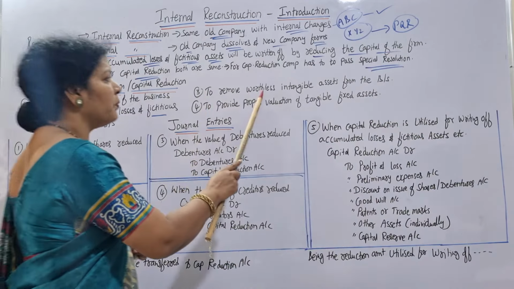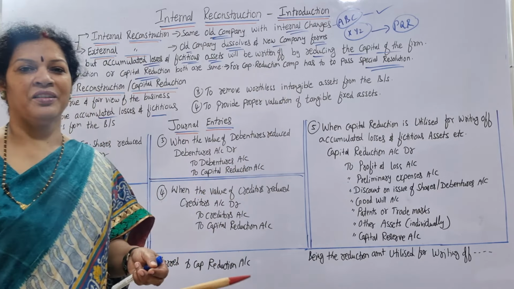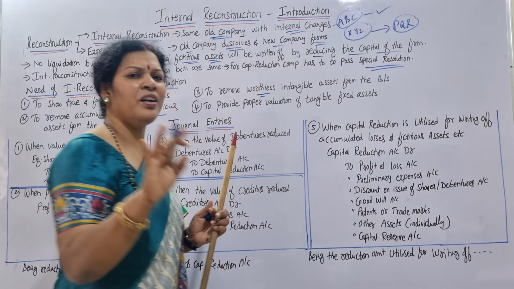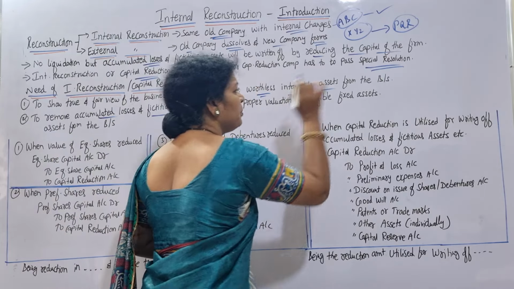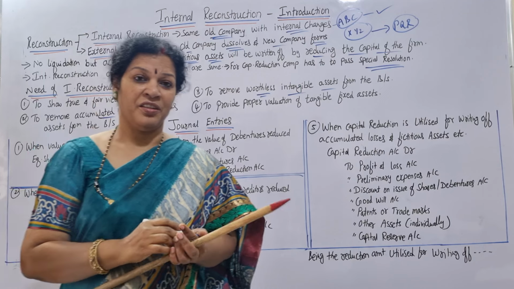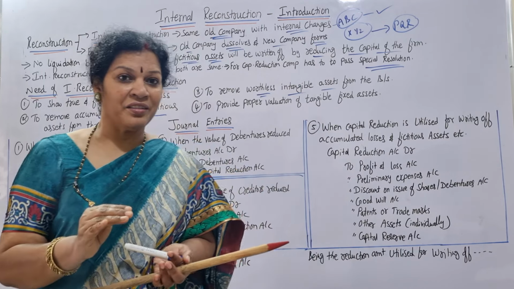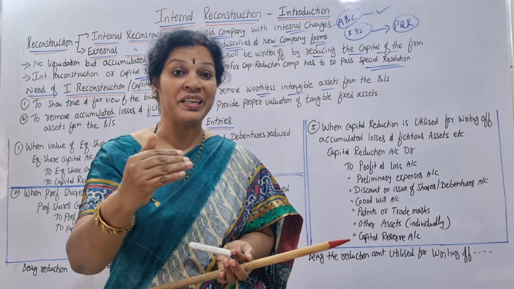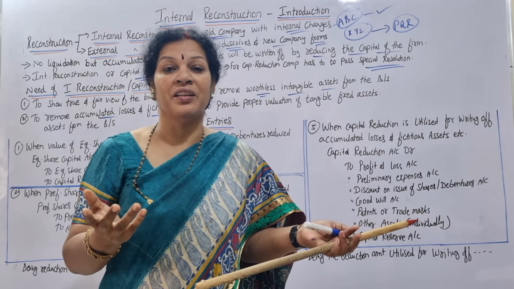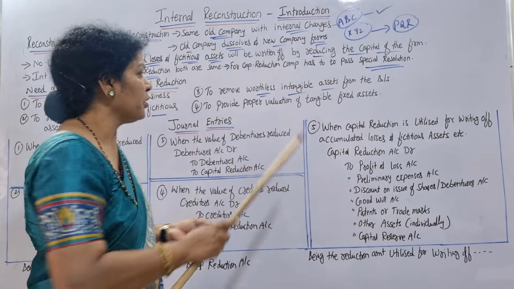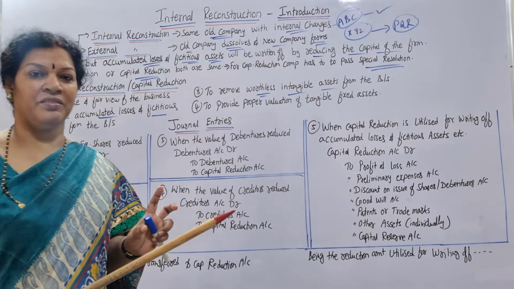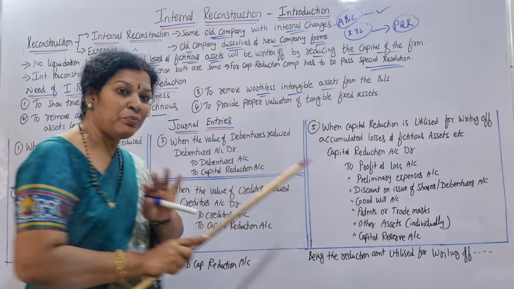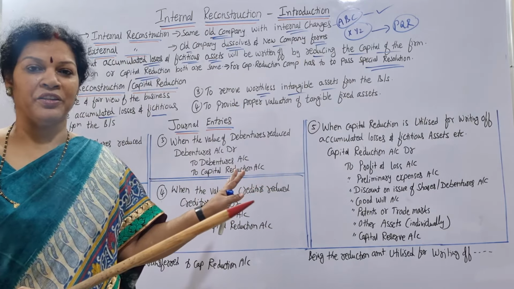And to remove worthless intangible assets. They wanted to remove this. What is this? Worthless, not much useful intangible assets from the balance sheet. Intangible assets, in fact, directly if you see, it's not an asset. We have created intangible, not visible. So this kind of intangible assets, what do we want to do? We wanted to remove it. Are you getting it? We don't want to keep it in the balance sheet.